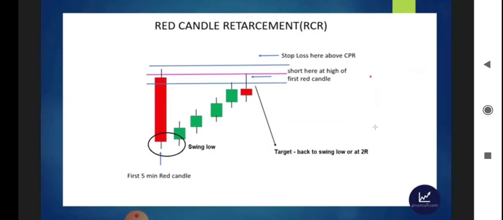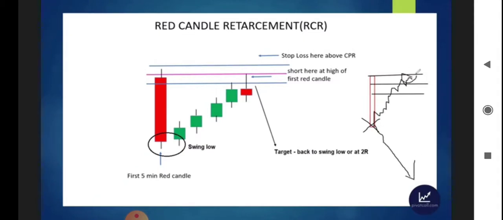Sometimes you will see a big red candle, and if there is a wide CPR instead of a narrow CPR, in that case it's never a good decision to go short expecting the market to go like this, because a wide CPR means it stays sideways.